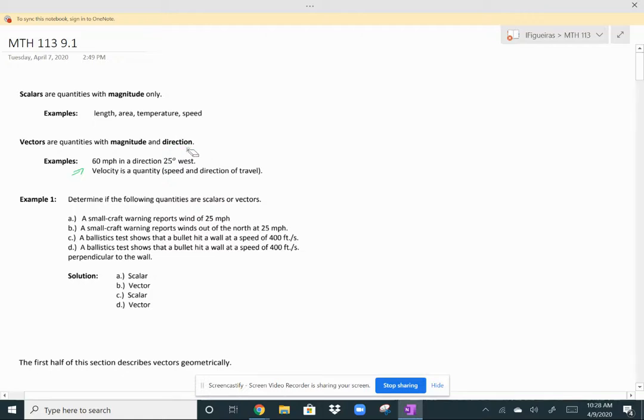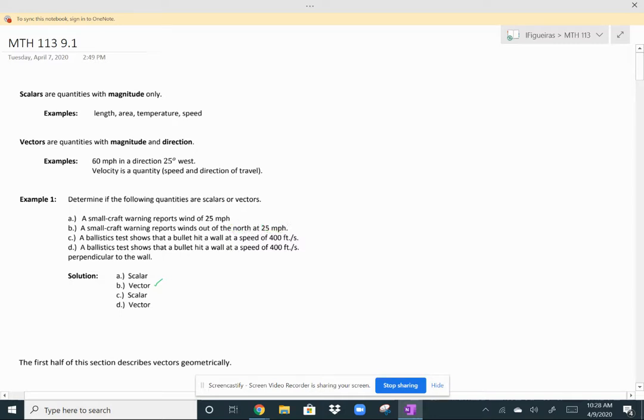So some examples of scalars and vectors are here. Example 1. Part A: a small craft warning reports winds of 25 miles per hour. Well, that's just telling you the speed of the wind, so that's just a scalar. Part B says a small craft warning reports winds out of the north at 25 miles per hour. Well, out of the north, that's telling you the direction that the wind is coming from, in addition to the speed of 25 miles per hour. So part B is a vector.